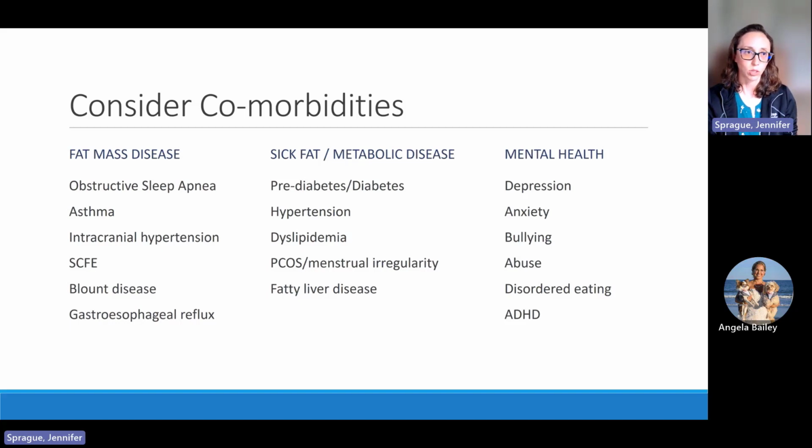Then we have the category of metabolic disease, or you could think of it like sick fat. So this is prediabetes and diabetes, hypertension, dyslipidemia, PCOS, fatty liver disease are those metabolic diseases. And then a final big category, mental health. So there's increased depression, anxiety, bullying, abuse, disordered eating, ADHD.